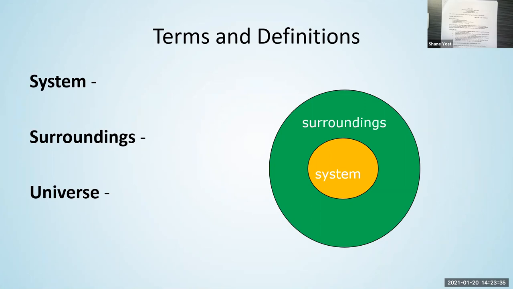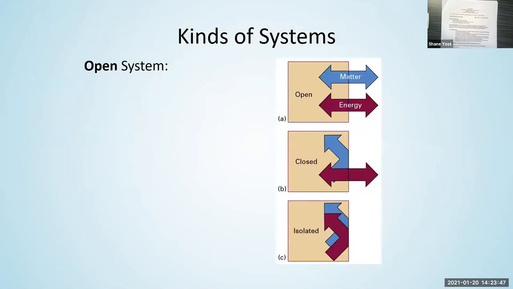When we're talking about a system, say a chemical reaction, we think of the reaction as the system, the surroundings as the solution around it and other things, and the universe is the combination of those two.